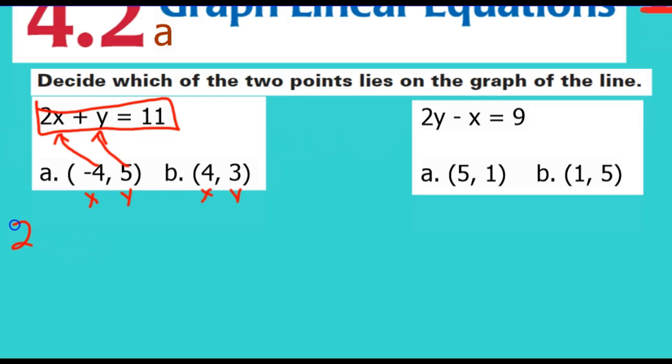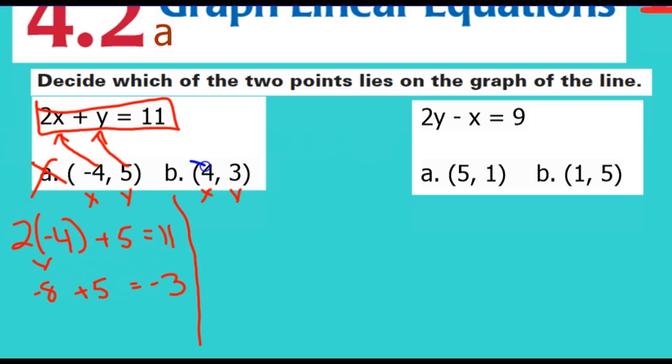So we have 2 times -4 plus 5, and we got to see if that equals 11. 2 times -4 equals -8, plus 5, that equals a -3. So A doesn't work. But we got to try B now.